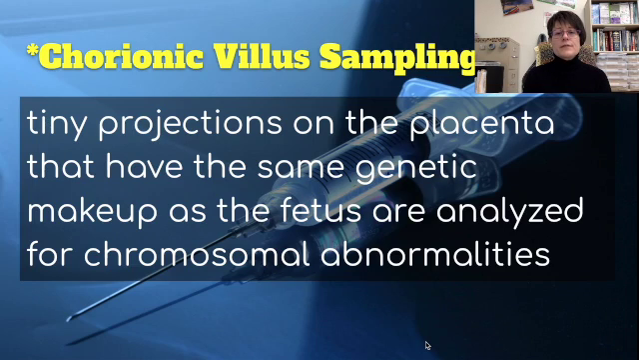Chorionic villus sampling is very similar. This is where they use a syringe guided by ultrasound again to sample the tiny projections on the placenta that have the same genetic makeup as the fetus, and they are analyzed for chromosomal abnormalities again. These two things are generally done with women of advanced age who are more concerned about, say, Down syndrome.